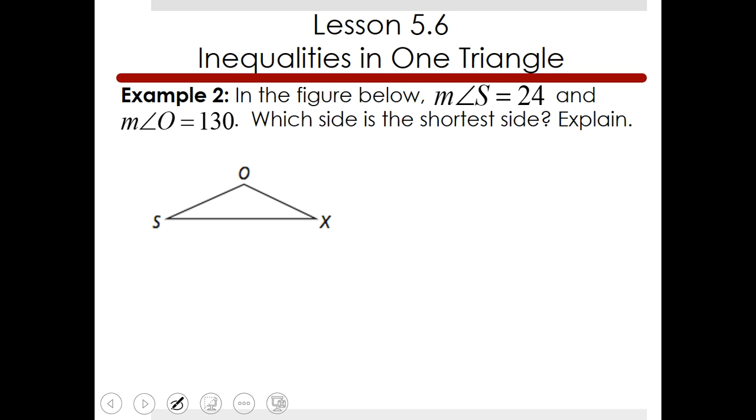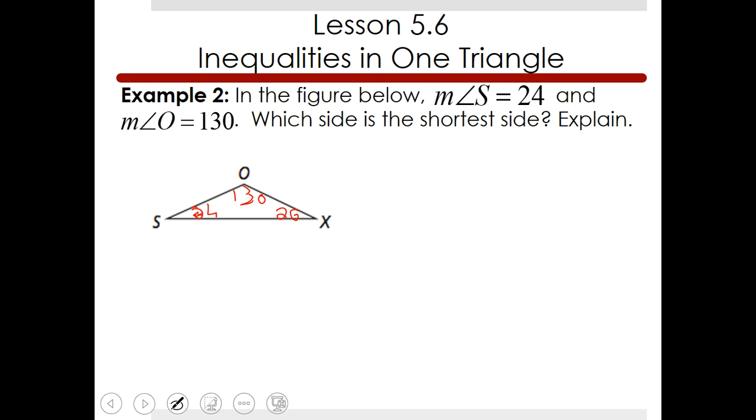In the figure below, angle S is 24 degrees. Angle O is 130. And we have to find angle X before we can find out what the shortest side is. So to find angle X, I need to do 180 minus 130 minus 24, and I get 26.